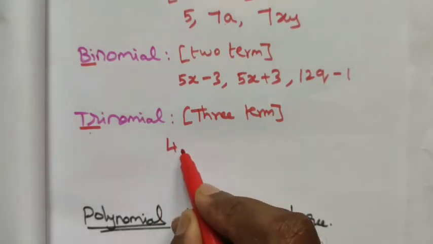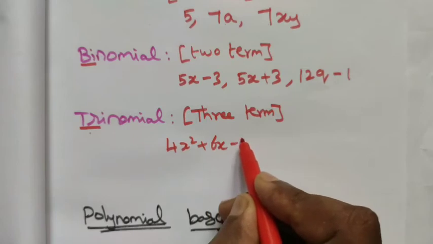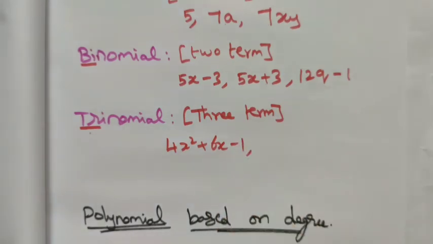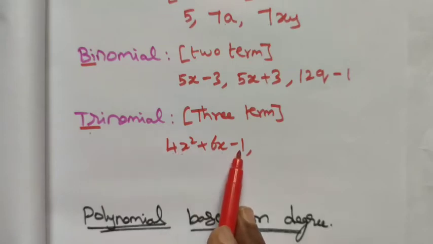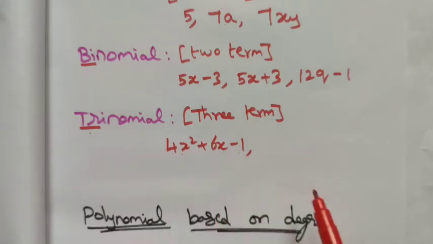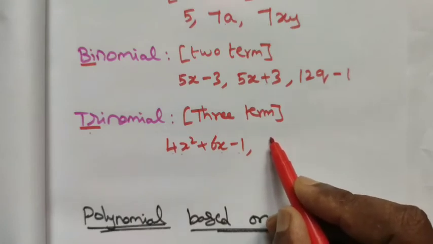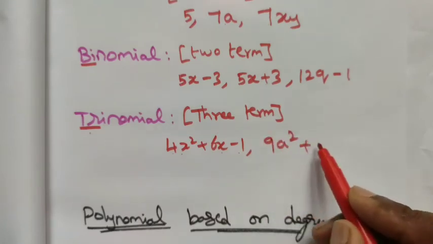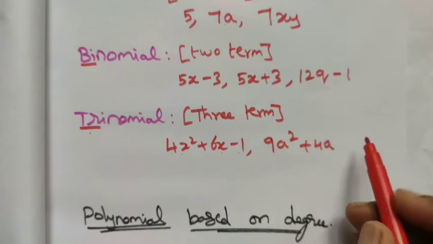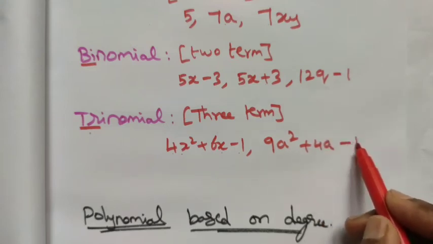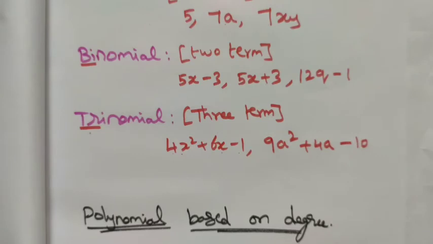For example, like this, 4x square plus 6x minus 1. See, x square is one term, x is one term, and then the constant term. So it has three terms. And then 9a square plus 4a plus 10 or minus 10, right? So 1, 2, 3. The three terms have been separated with plus and minus symbols. So this is called a trinomial.